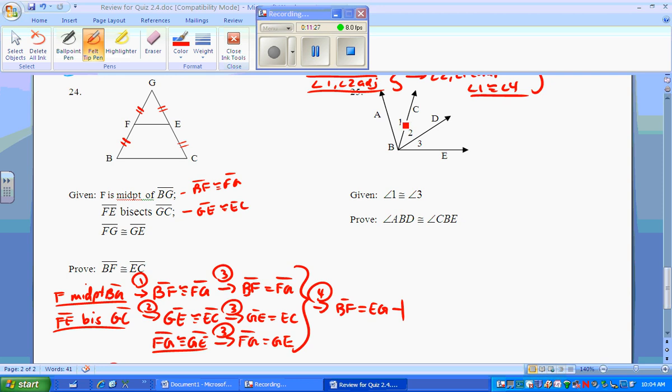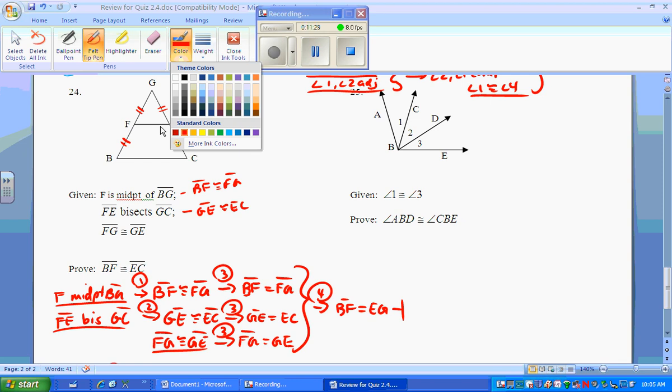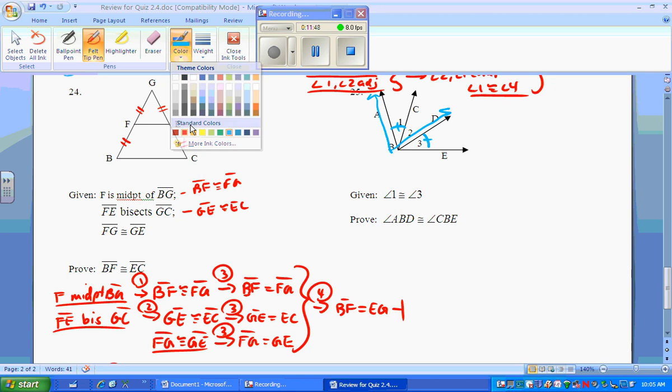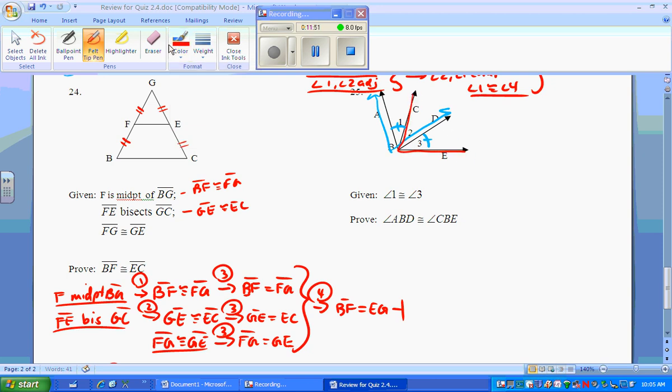The next one, last but not least, I'm going to change colors one more time, go back to blue. We are given 1 and 3 are congruent. We want to prove angle ABD congruent to CBE. So these two are the ones that are congruent, is what we want. That angle and the other angle here.